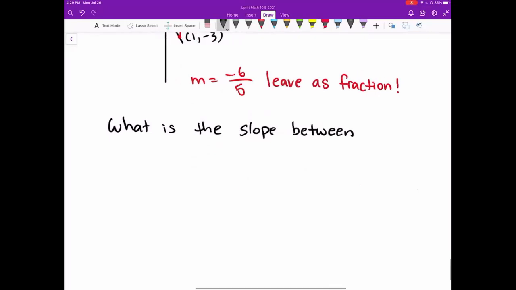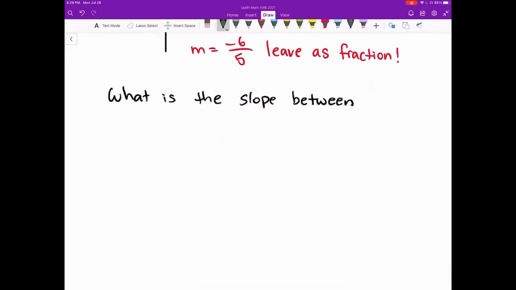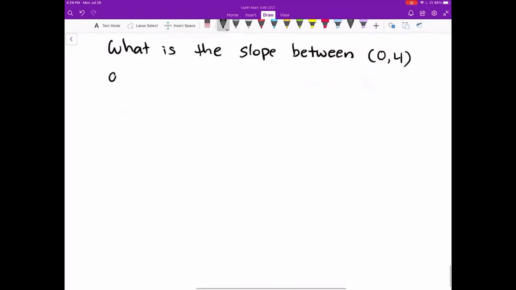All right, 2 points. We can have like point 1, which is 0, 4. And then we can have another one, which is 3, -2. And if you got the slope, you can put it in chat.